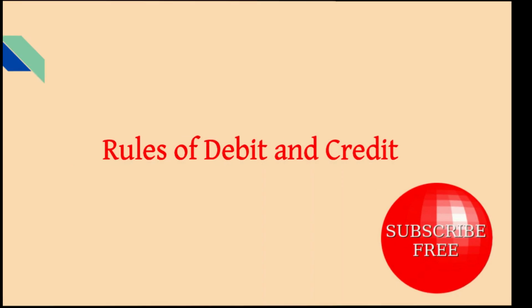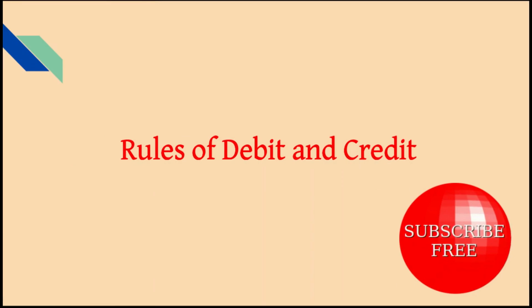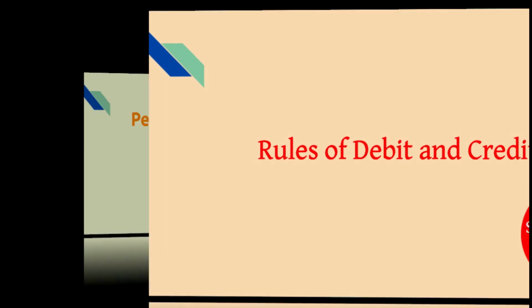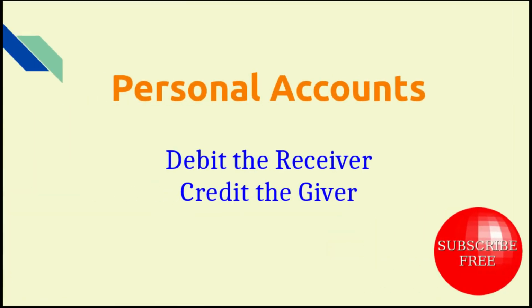Let's discuss the rules for determining the debit and credit accounts, that is, the receiving and giving aspects in a transaction. First, it is the debit credit rule for personal accounts. The rule it is debit the receiver and credit the giver.